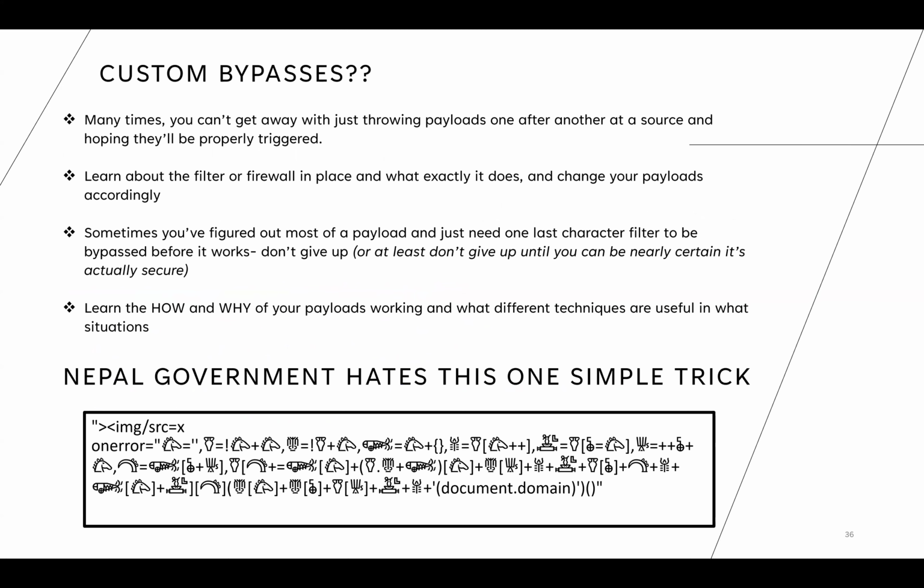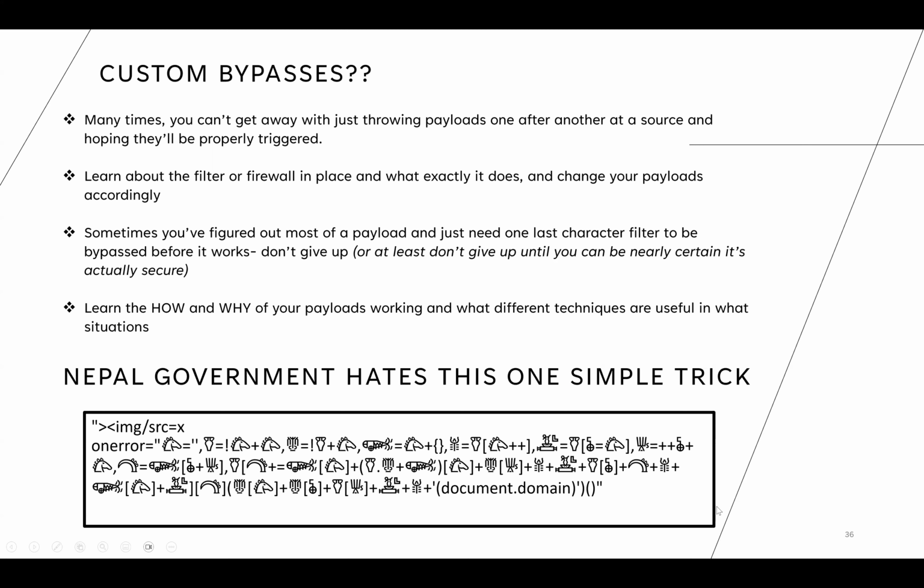Now, custom bypasses. Eventually, when you want to get better at XSS, you can't just blindly shove in payloads and hope it works. You have to actually analyze what the filter is doing, what's happening to your payload, and change it accordingly so that you can get the XSS you want. Many times this will involve painstakingly going through one block-listed character after another and trying to find what works. And it'll come up with some crazy payloads like this one at the bottom here, using characters like this.